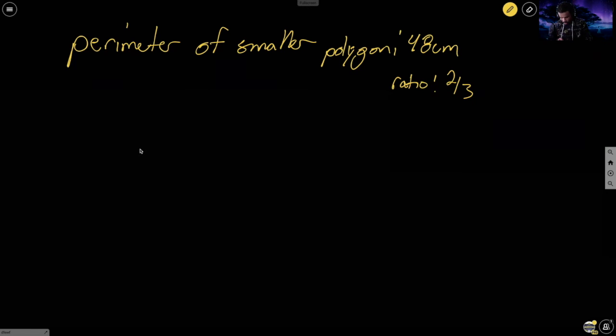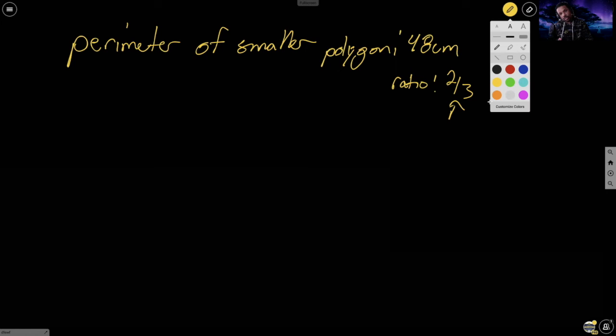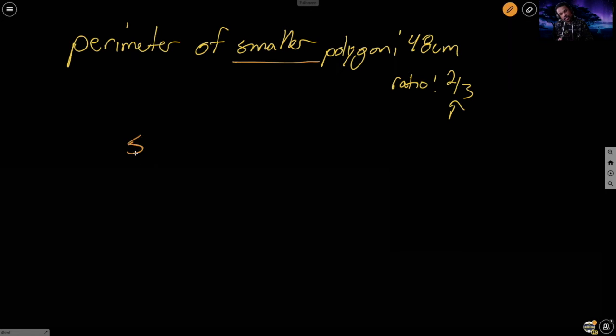All right, so we're going to go ahead and figure out the perimeter of a smaller polygon that's 48 centimeters and has a scale factor of 2/3, okay? Now, to specify what we're doing here is that we've been working with similar shapes, and when you're dealing with similar shapes, you're always going to have a smaller object that's going to a bigger object.